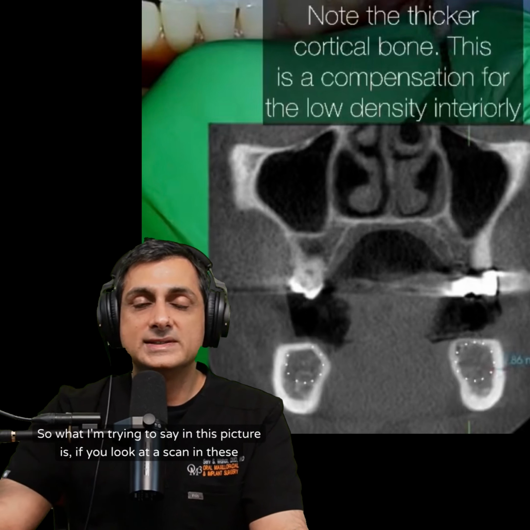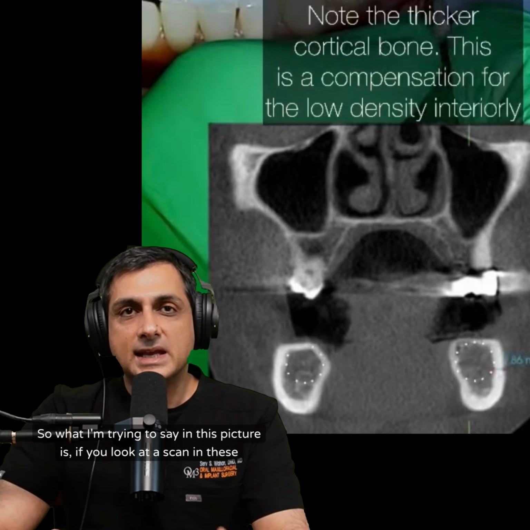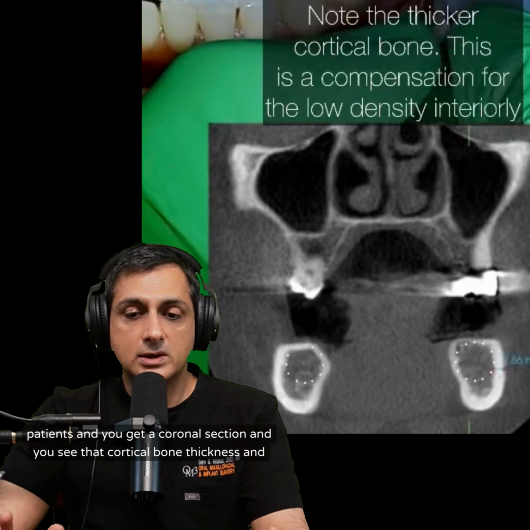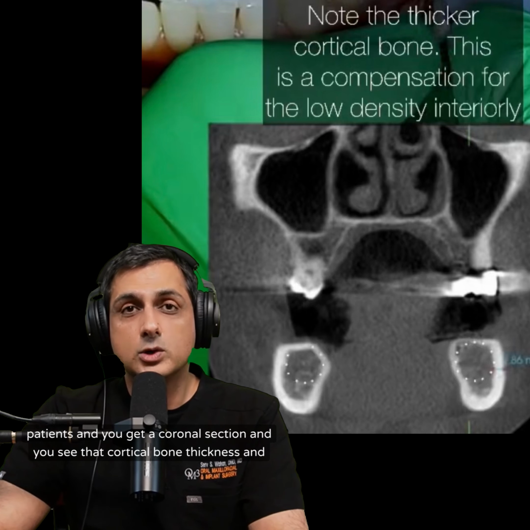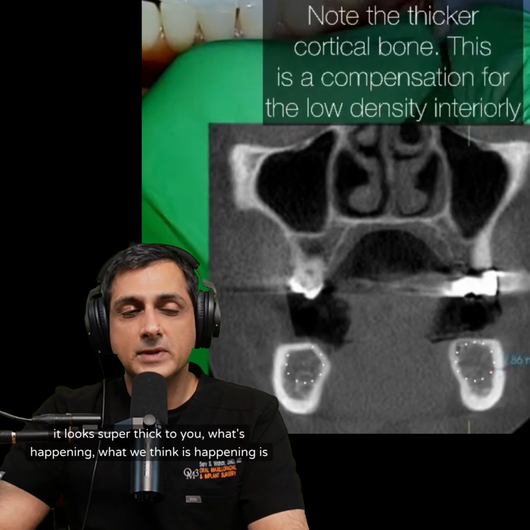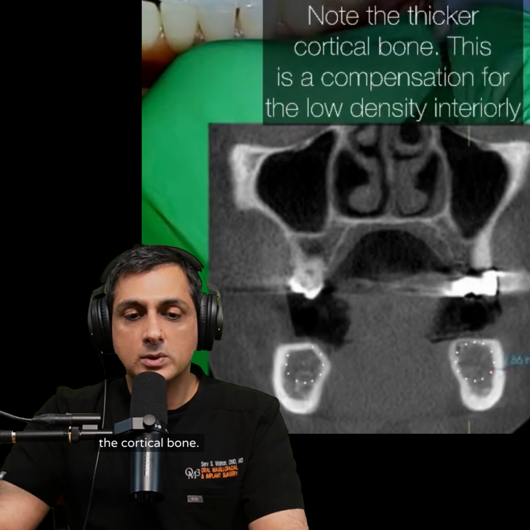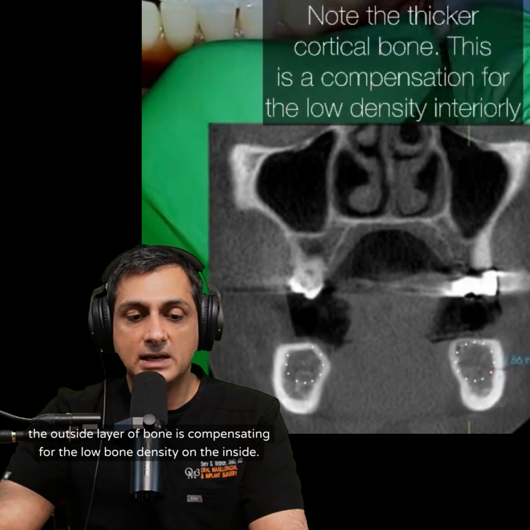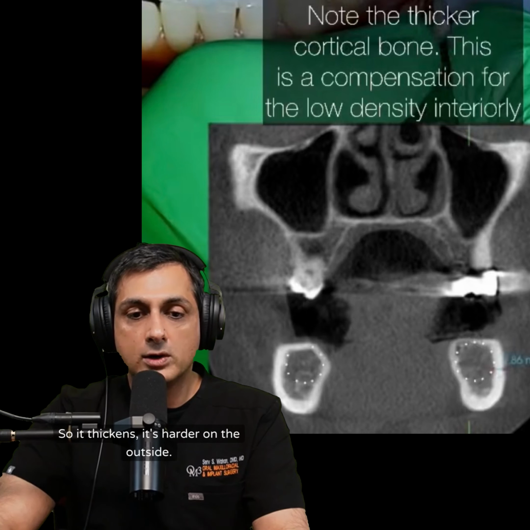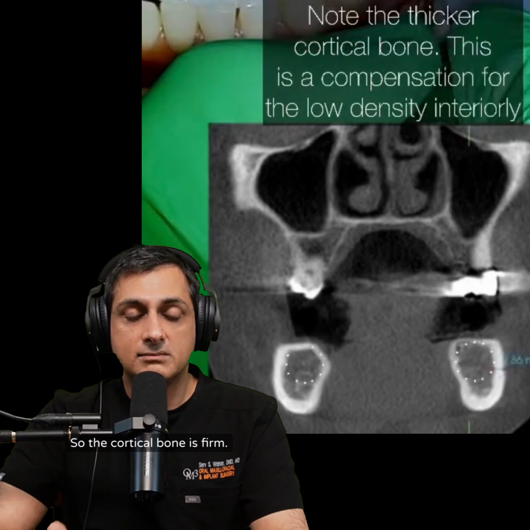So what I'm trying to say in this picture is, if you look at a scan in these patients and you get a coronal section and you see that cortical bone thickness and it looks super thick to you, what we think is happening is that the cortical bone, the outside layer of bone, is compensating for the low bone density on the inside. So it thickens. It's harder on the outside. So the cortical bone is firm.